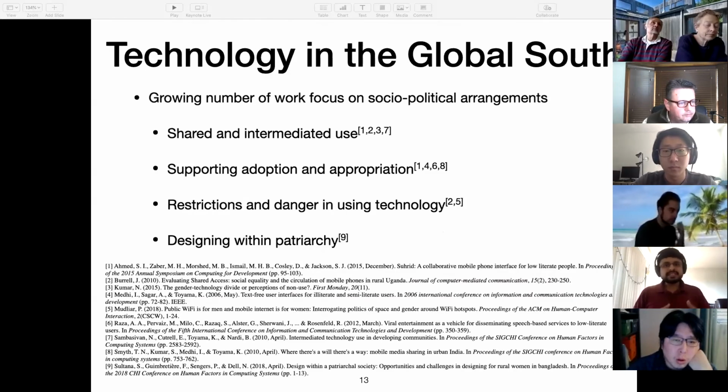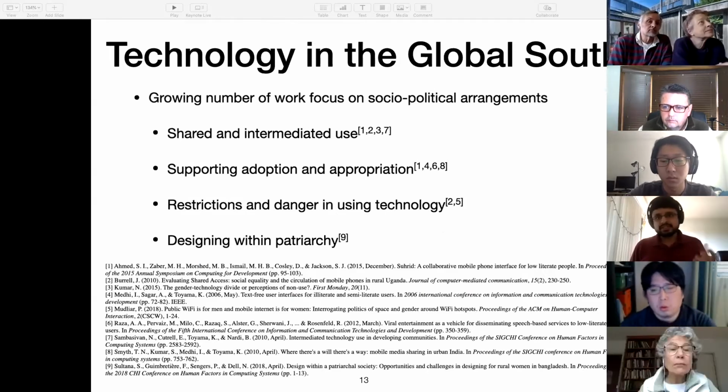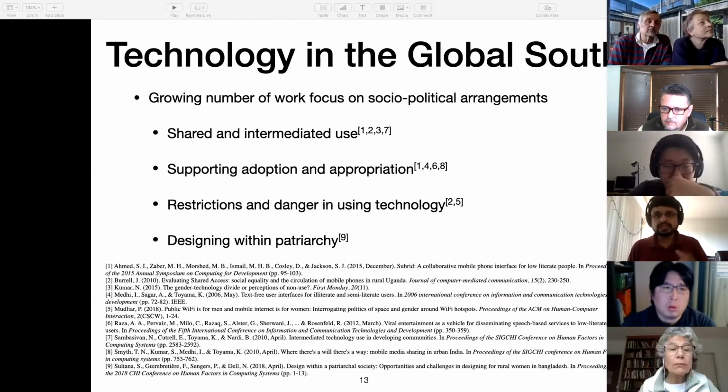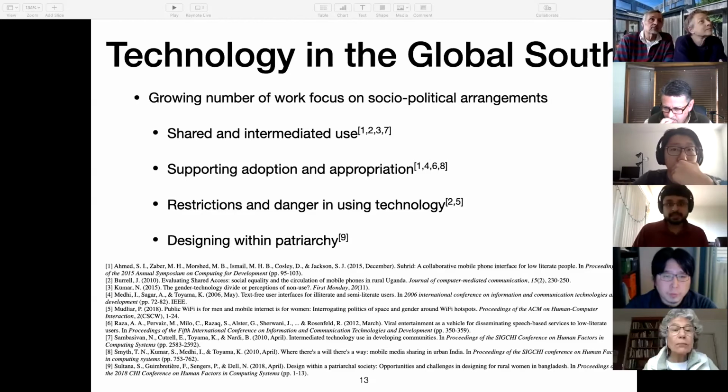Now, as we seek to leverage technology to build on existing strengths, there are a significant number of HCI4D and ICTD work in the global South that inform ways in which we could do so. Moving beyond the techno-deterministic solutionism that was prominent before, there's a need for us to focus on the socio-political arrangements that influence the way technology is adapted and appropriated.